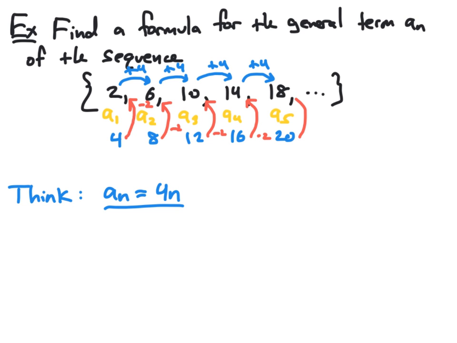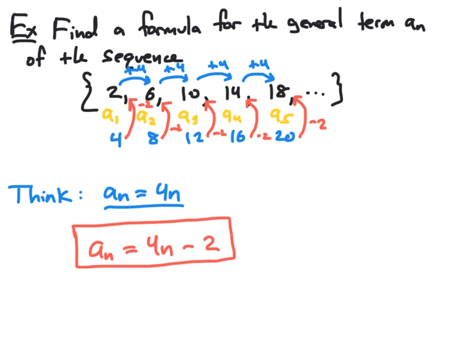So this is true all the way across for all 5 of these terms. If we subtract 2 from our blue sequence, we'll get our black sequence. And so that suggests that our formula should actually be a sub n equals 4n adjusted by subtracting 2. And you can easily check that this works for all 5 of our terms of our sequence. And so the general term for our sequence will be a sub n equals 4n minus 2.